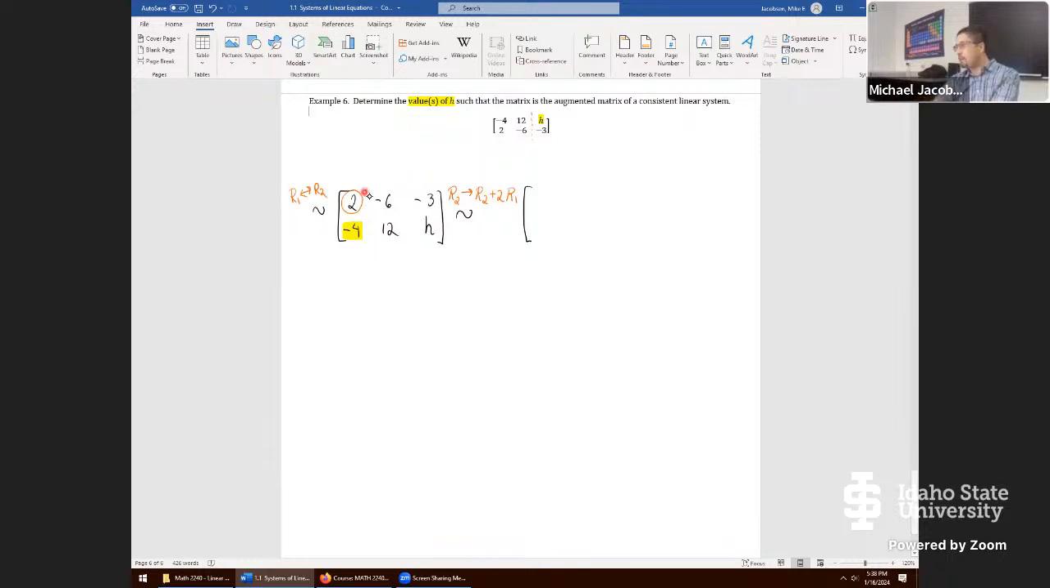But row 1 is going to stay the way it is, so 2, -6, -3. Now we do our operation. So here it says double row 1, that's now a 4. Add it to row 2, and we'll get a result of 0 below. Do it again. This is -12 plus 12 to get a 0. And last time, double this, it's -6 plus h, and we'll get an h - 6.